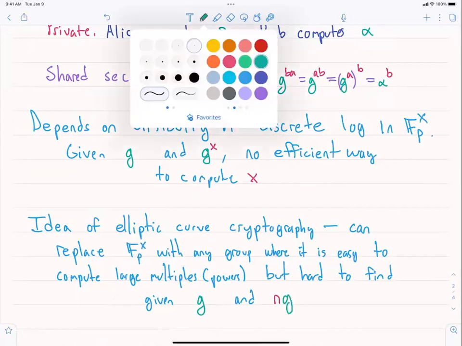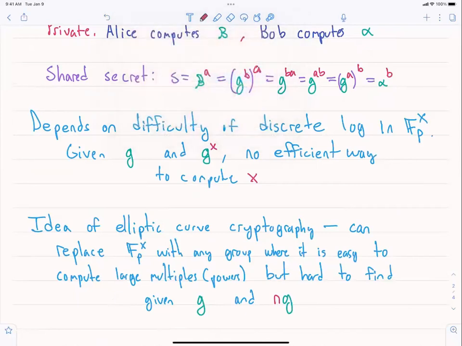Okay, and then someone else gets just G and the multiple n times G, and they want to know what n is. It should be hard for them to find what n is. So this is the discrete logarithm.